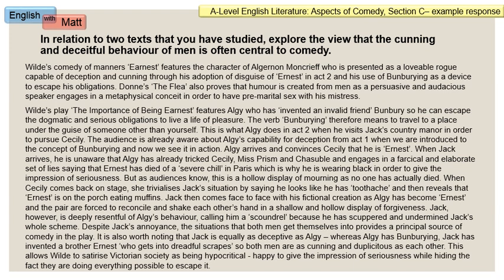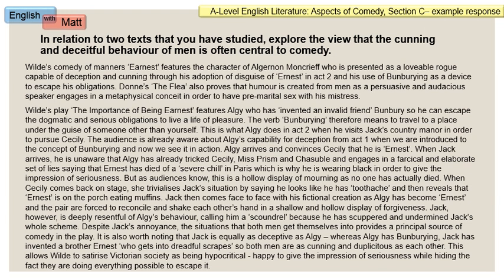Jack, however, is deeply resentful of Algy's behaviour, calling him a scoundrel because he has scuppered and undermined Jack's whole scheme. Despite Jack's annoyance, the situations that both men get themselves into provide a principal source of comedy in the play. It is also worth noting that Jack is equally as deceptive as Algy. Whereas Algy has Bunbury, Jack has invented a brother Earnest, who gets into dreadful scrapes. So both men are as cunning and duplicitous as each other.